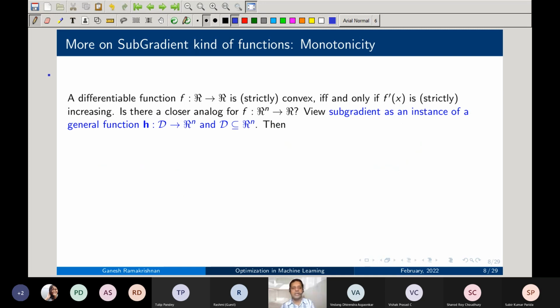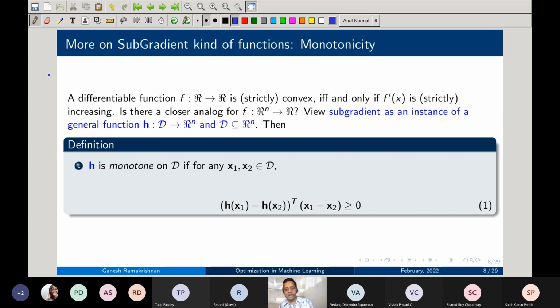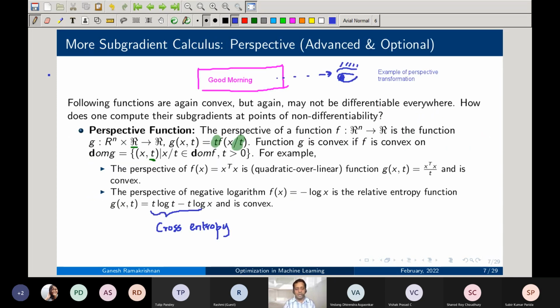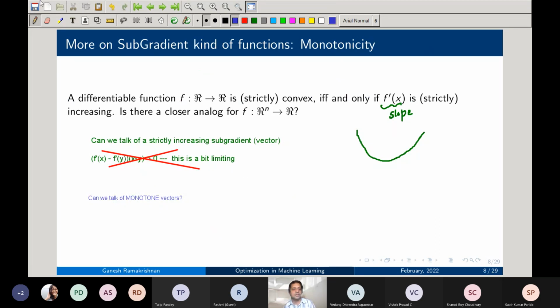Okay, so you can view a subgradient as an instance of a general function h going from D to Rn, where D is a subset of Rn. And then we can talk of monotonicity of h as follows. Instead of saying the product is greater than or equal to 0, which doesn't make sense for every component, since this was a component-wise inequality, what we had written was limiting, with component-wise product and inequality.